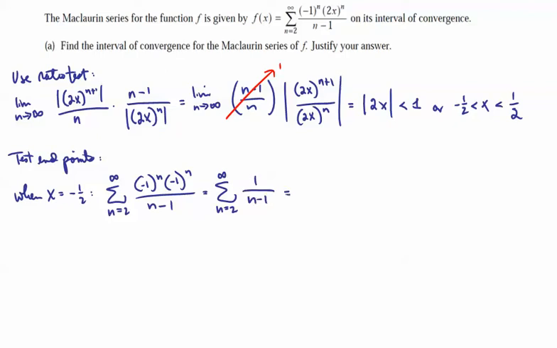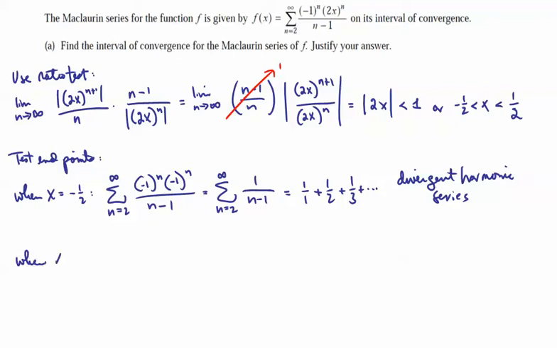Writing out a few terms, we'd get 1 over 1 plus 1 over 2 plus 1 over 3. That is the divergent harmonic series. And it is also a p-series with p equal to 1, so it diverges.